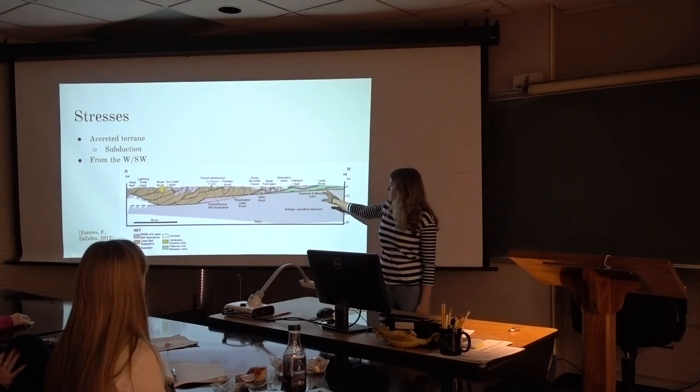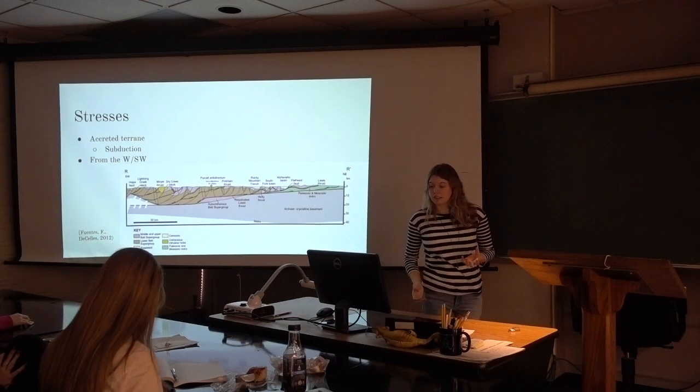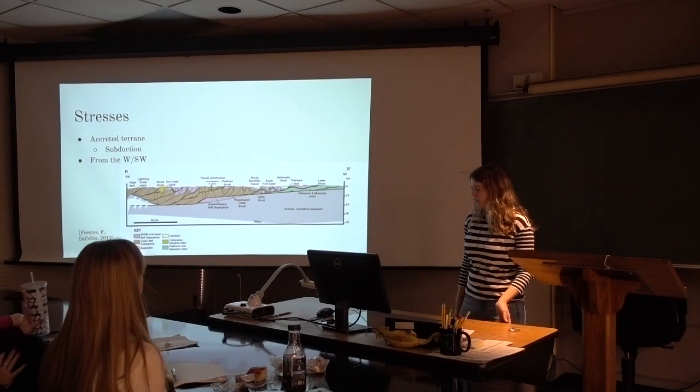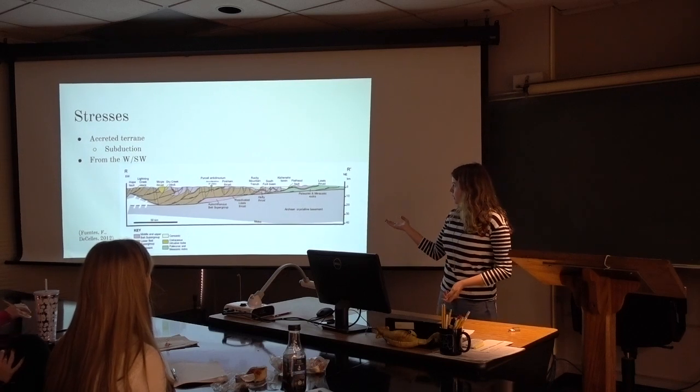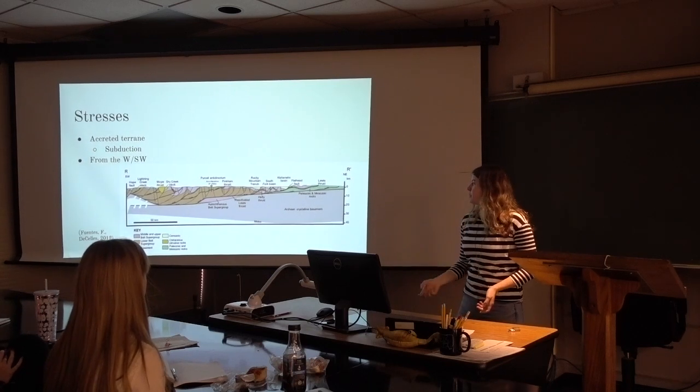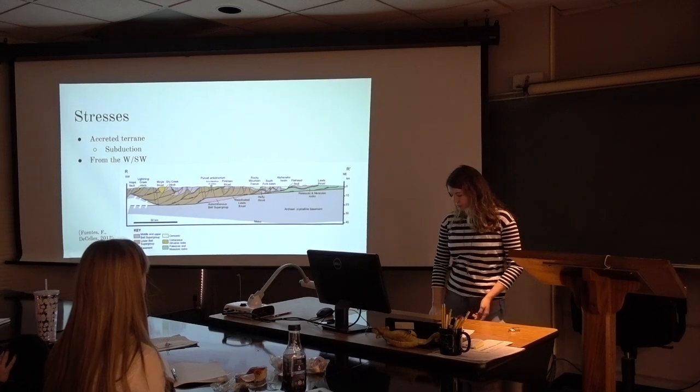So the Lewis thrust sits right in between the fold-thrust belt and the Foreland Basin region. Our green is our Foreland Basin, and our brownish, orange, and purple rocks are our Belt Supergroup, sitting on top of the Foreland Basin.